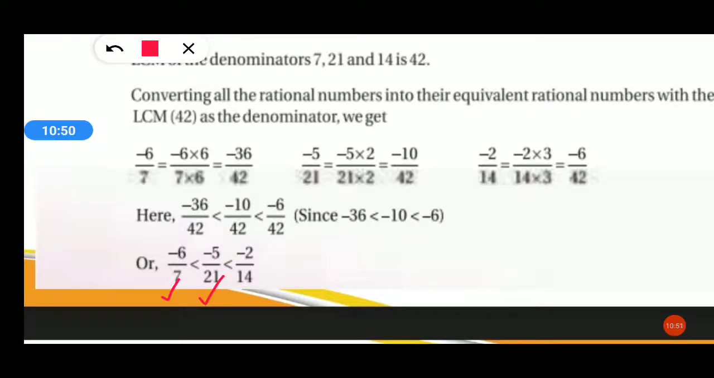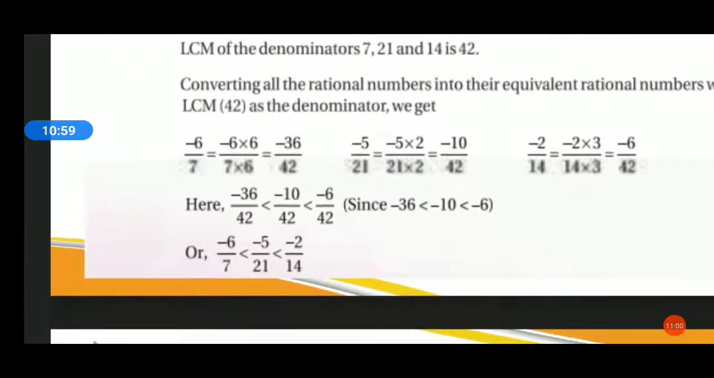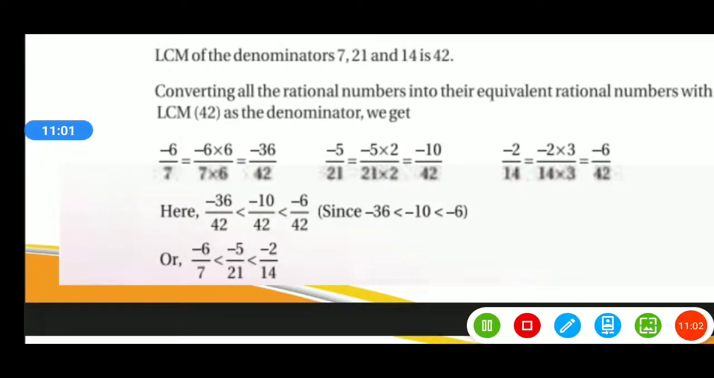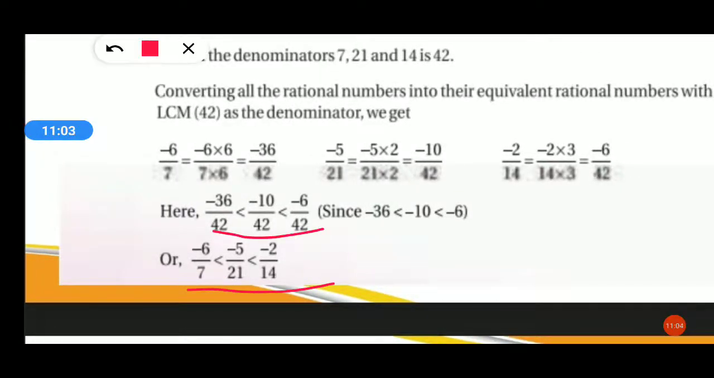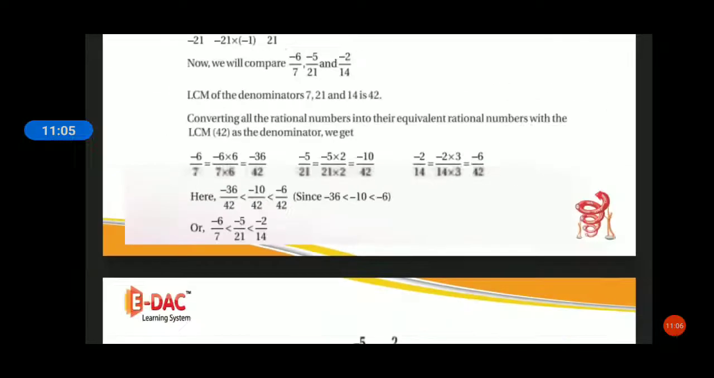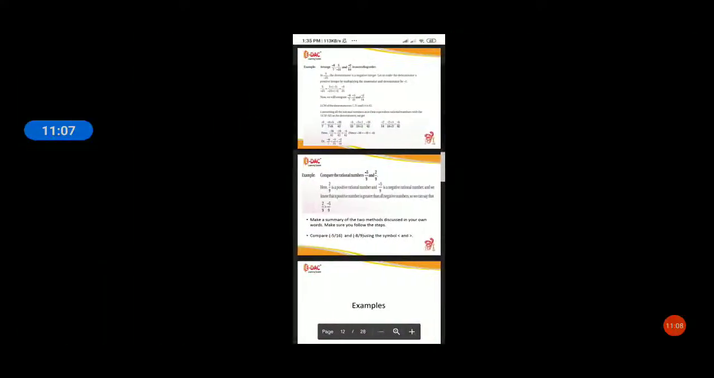-5/21 is nothing but the original question number. See here, the question number, then -2/14. That's all about this ascending order. In the same way, you need to write it in the descending order. This is descending order, this is ascending order. That's all students. We will just convert this also.